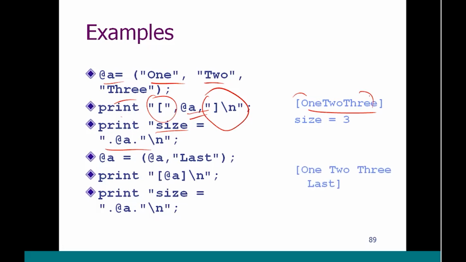And then the next one, we are just adding one more element, which is last, to the array, and then we are printing that out with a square bracket at the beginning and the end. So now we get this, and then finally we have size equal to ampersand a, which should now denote size as 4 because we have added one more element to the array.